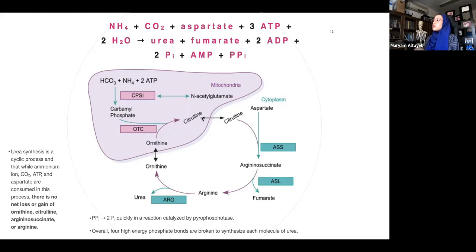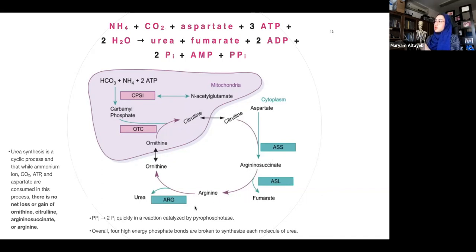After that, citrulline is going to go into the cytoplasm, is going to combine with aspartate and create argininosuccinate by our argininosuccinate synthetase enzyme. Okay, and now argininosuccinate, we're going to break it down into arginine by argininosuccinase. And it's going to give us fumarate, which is going to be our connection to the TCA cycle. We'll see that in a second.